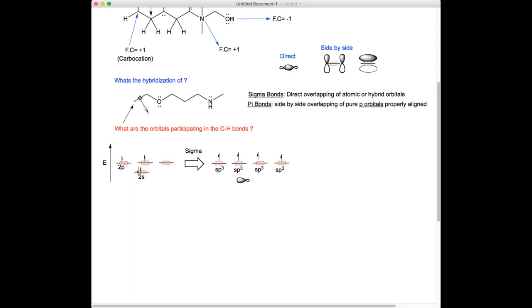How many orbitals are making a sigma bond? Look at the definition here: direct overlapping of atomic or hybrid orbitals. This is a direct overlapping. So how many orbitals make a bond? Guys, a bond is a result of the overlapping of how many orbitals?